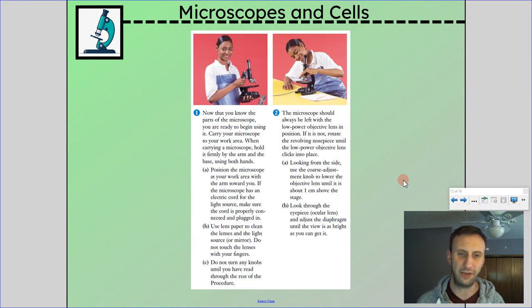Position the microscope at your work area with the arm toward you. If the microscope has an electric cord for the light source, make sure the cord is properly connected and plugged in.